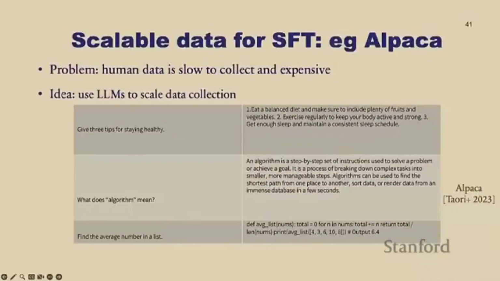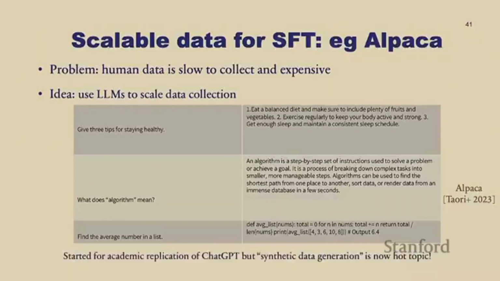So things like, what does algorithm mean? An algorithm is a step-by-step set of instructions used to solve a problem or achieve a goal, and so on. So the data is actually pretty good, given that it was generated by LLMs from essentially 2 generations ago. That really started, at least for us, as an academic replication of ChatGPT. Now there's a big field of synthetic data generation, of how to use LLMs to make development of LLMs faster, by decreasing the amount of human hours that you need.